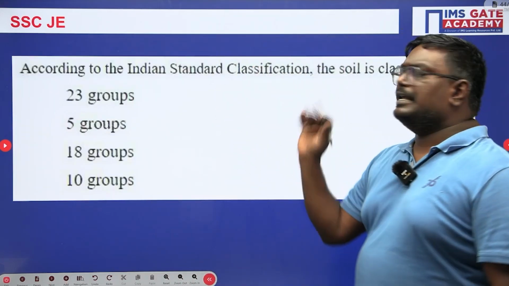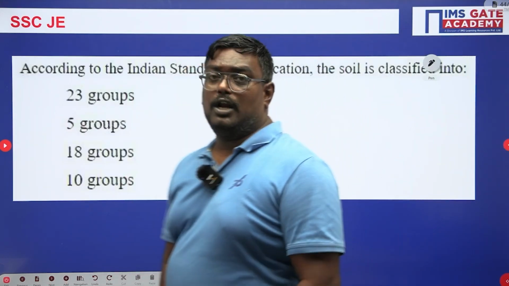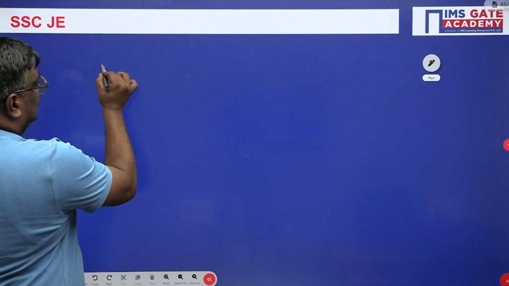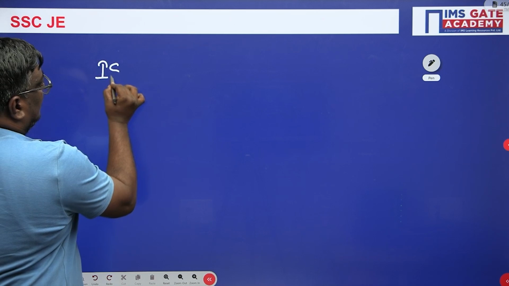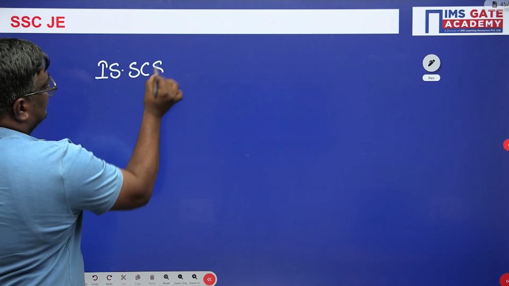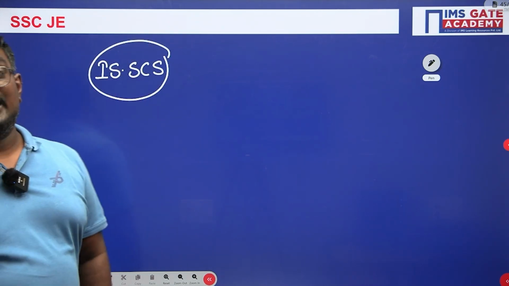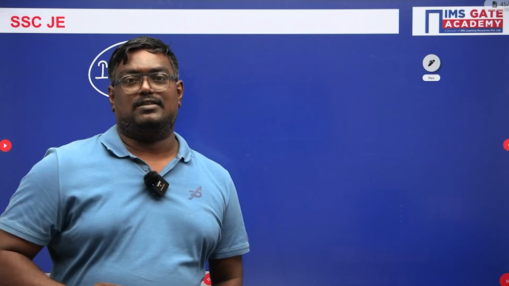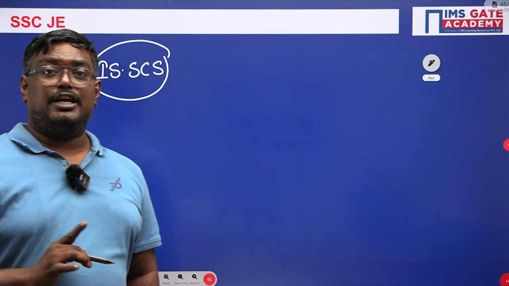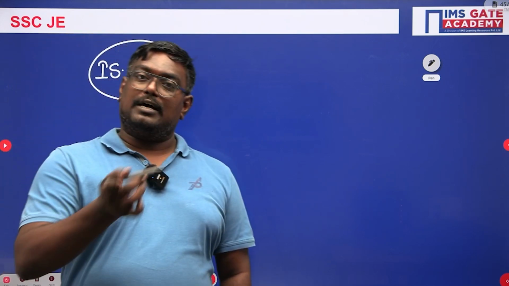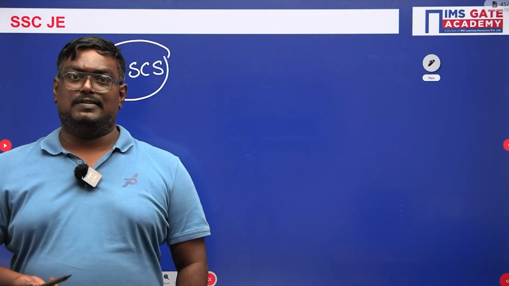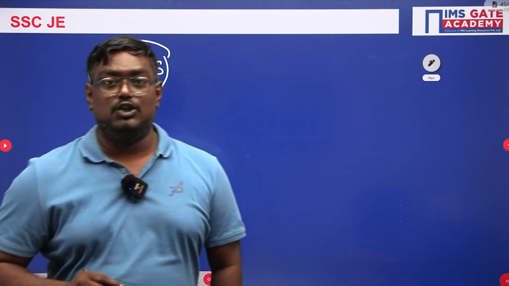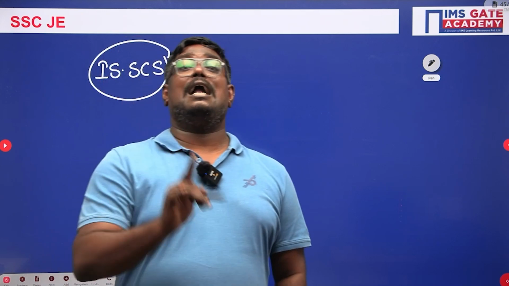Now, according to the Indian Standard Soil Classification, how many soil groups are there? Actually, I told you, students, we have the Indian Standard Soil Classification System. Actually, the Indian Standard Soil Classification System is derived from the Unified Soil Classification System, which was actually described by Casagrande. Whatever the properties the Unified Soil Classification System is based on, the Indian Standard Soil Classification System is also based on that: grain size distribution, plasticity characteristics and compressibility.